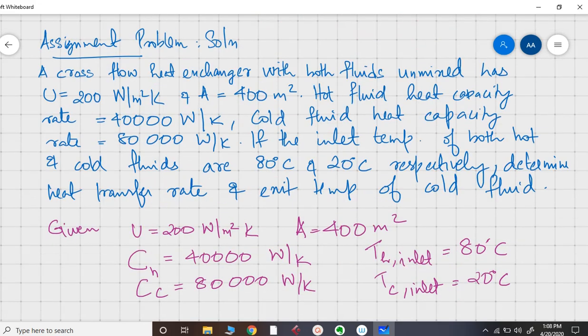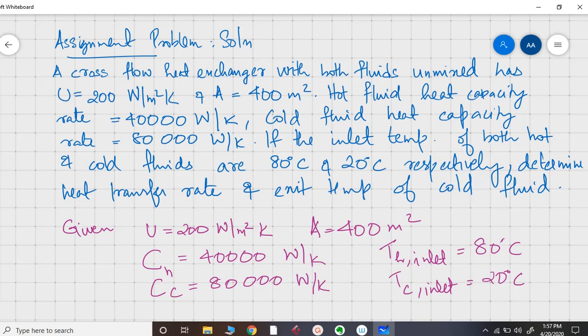Now let's go to the solution of the assignment problem. All of you had to solve a variant of this particular question. Now let's list what the given quantities are. Overall heat transfer coefficient is given. The total area of heat transfer is given.